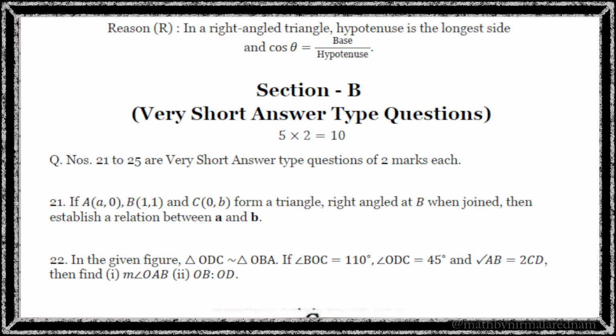Here you have 5 very short answer type questions. Each carries 2 marks. So let's look at the 21st question. If A, 0, B, 1, 1 and C, 0, B form a triangle right angled at B when joined, then establish a relation between A and B. Right? So we are starting section B.